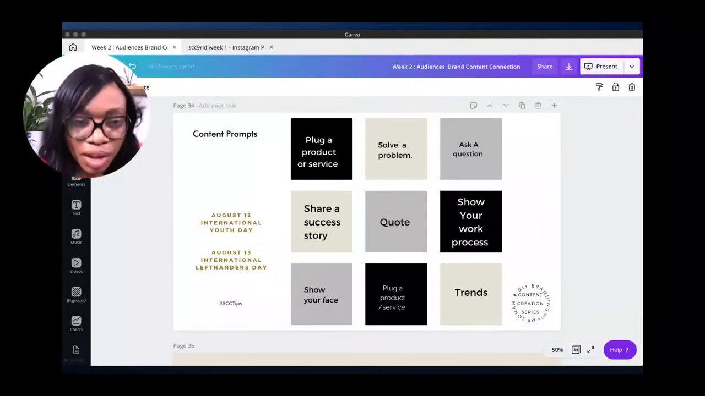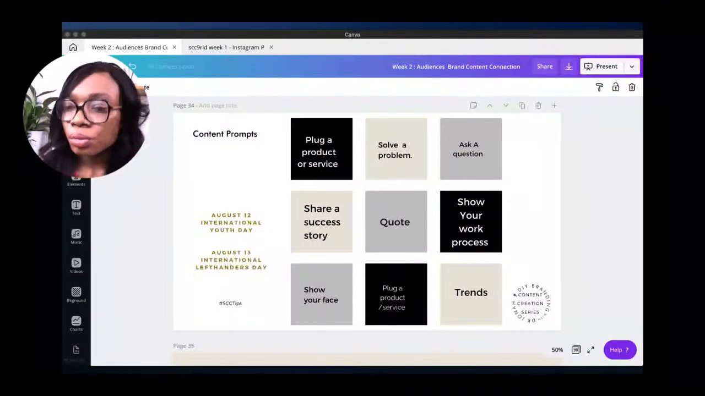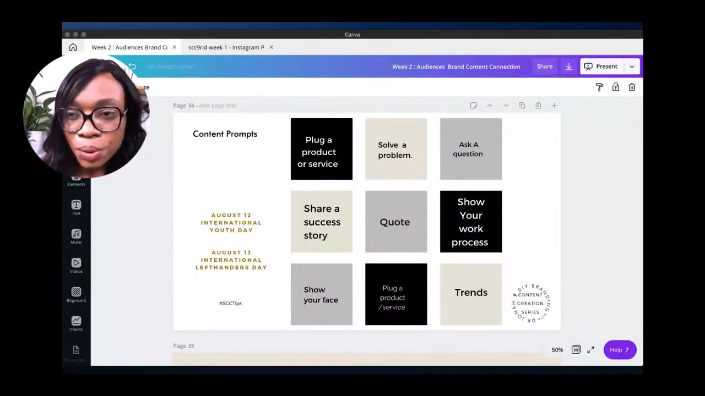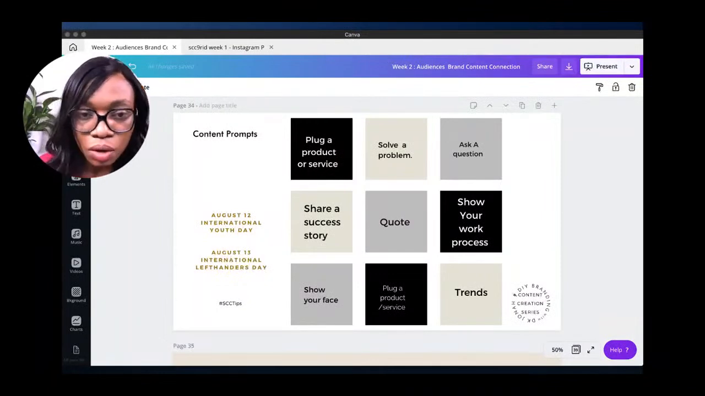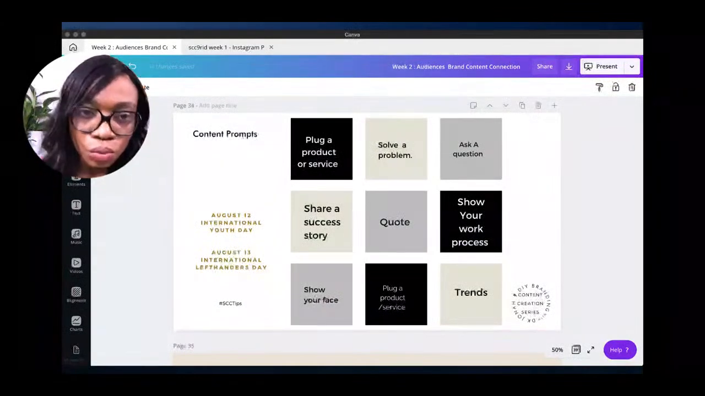So I said you have to plug a product or service that you do. So that's your promotional post. It's what we call your plug. So our promotional posts are now called plugs. So plug your product and tell people what you do.